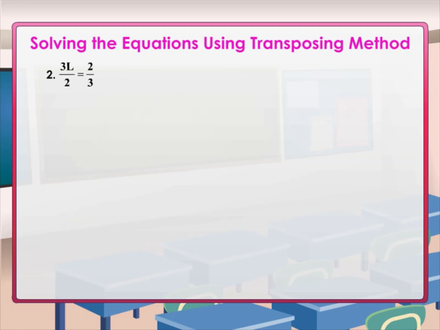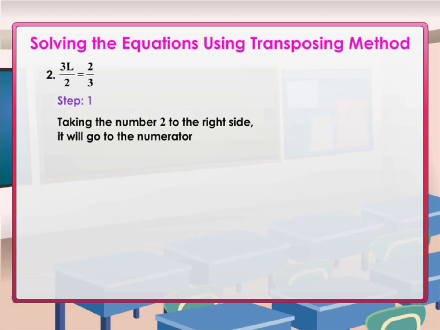The next equation is 3l divided by 2 is equal to 2 divided by 3. Step 1. Taking the number 2 from the left-hand side to the right side, it will go to the numerator. That is, 3l is equal to 2 multiplied by 2 divided by 3. Therefore, 3l is equal to 4 divided by 3. Step 2. Taking 3 to the right side, it goes to the numerator. This gives 12 divided by 3 is equal to 4. Hence, l is equal to 4 is the required solution.